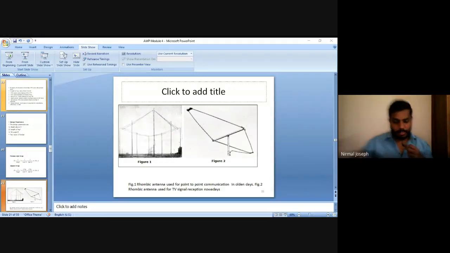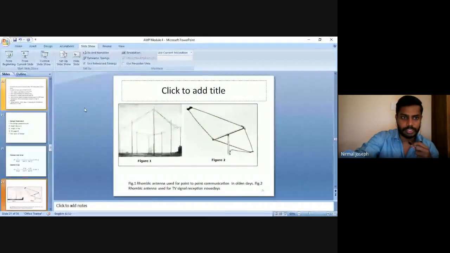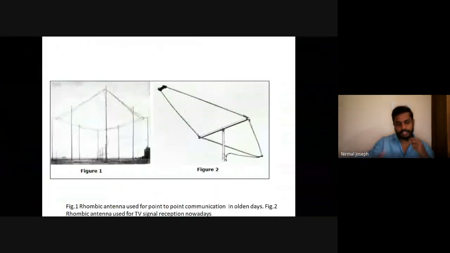Yes, we will move on to our topic. So these are the antennas practically used.